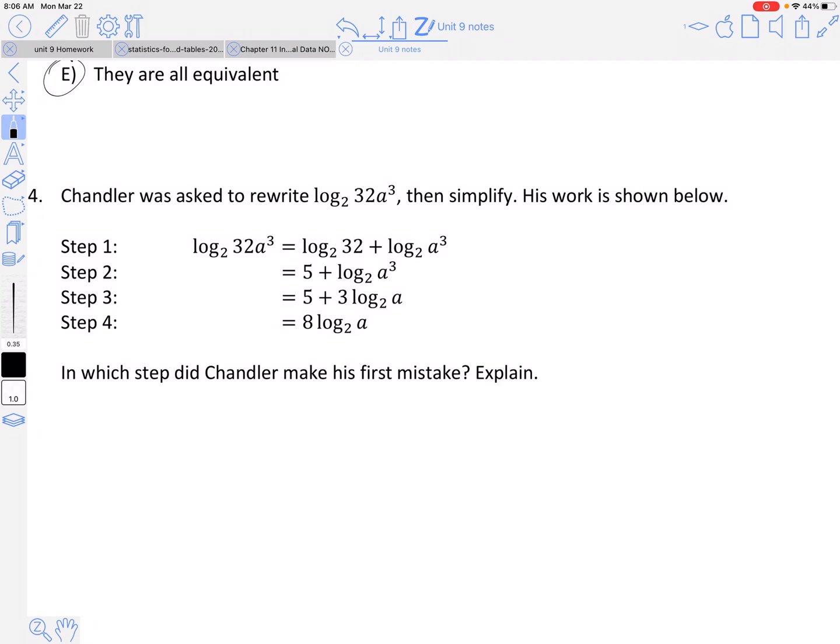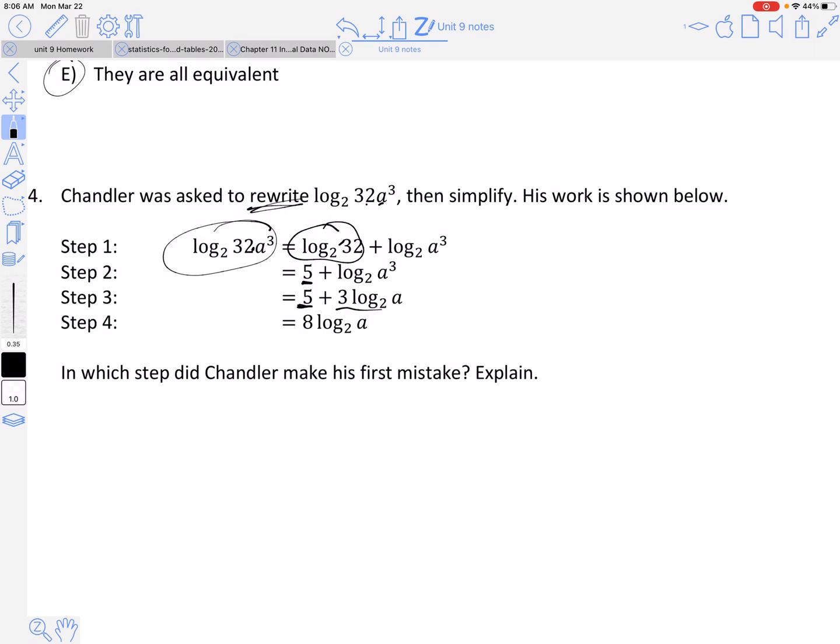Okay, so Chandler wants to rewrite log 2 32a cubed and then simplify. He wants to rewrite it and then simplify. His work is shown below. Okay, so the first thing that he did was notice 32 times a cubed could be expanded using addition. And then 2 to the what gives us 32? Well, the answer is 5, right? And then this other part stayed the same. Then he moved this 3 to the front. Then he said 5 plus 3.